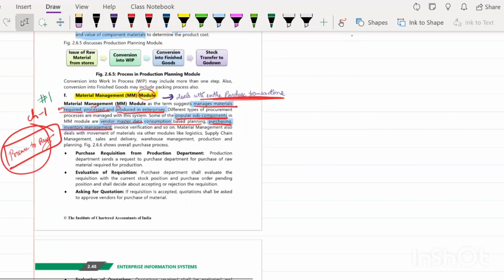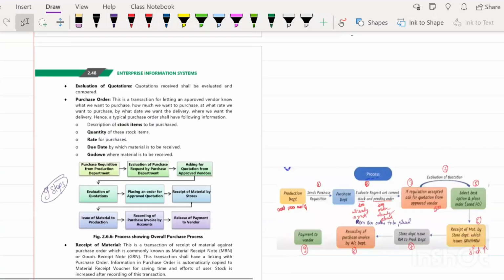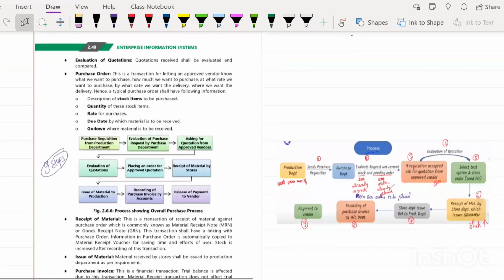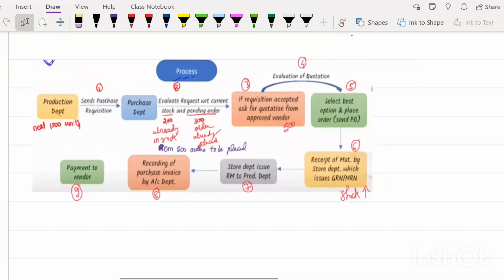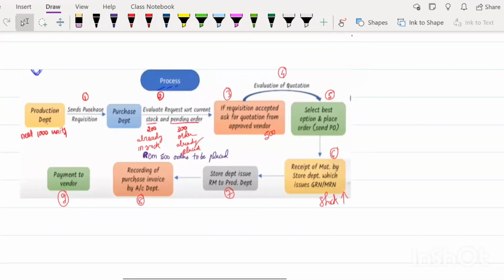Okay. So these are the basic points related to material management. Then you have a process of how this material management process looks and what this module covers. The production department will be there. The production department would want to produce a few products. Suppose, for example, it wants to produce 1,000 printers.